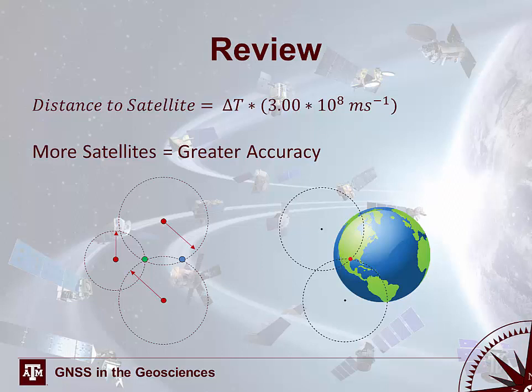Now, in the instance here on the left, we use 3 satellites, and in a 2D world, that's fine. You can determine your location. However, to determine your true 3D location in a 3-dimensional world, you actually need 4 satellites.